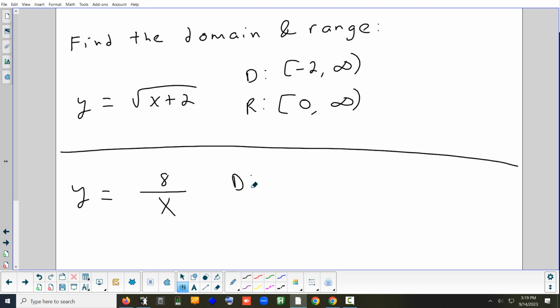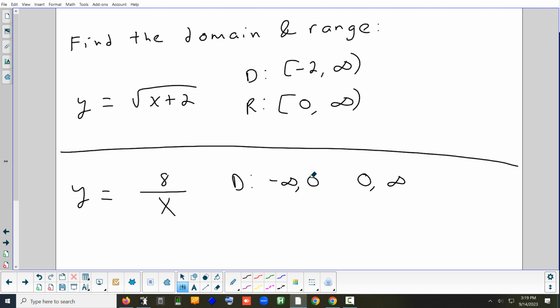You can do anything but 0. Okay, anything except 0. And do you remember how we write that as an interval? You do negative infinity to 0, and then 0 to infinity. So 0, comma, infinity. And what else? Negative infinity, comma, 0. Okay, anything else you need?